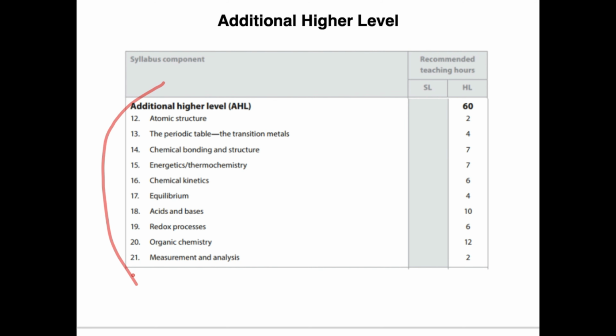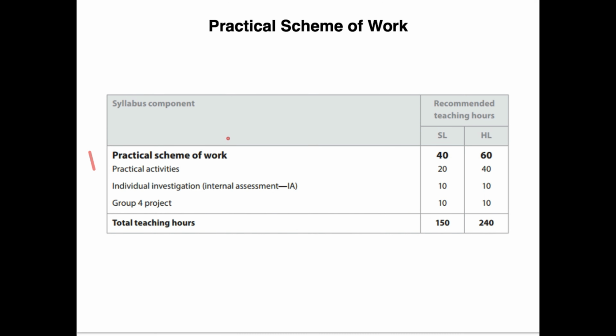Practical scheme of work. In addition to all of the learning, both SL and HL students need to participate in 3 practical schemes of work. The first one is practical activities, which is mostly the labs that will be conducted in your classrooms. The second is individual investigation, which is short for IA. This will be explained further on. The third practical scheme of work is your Group 4 project. This will also be explained further on.